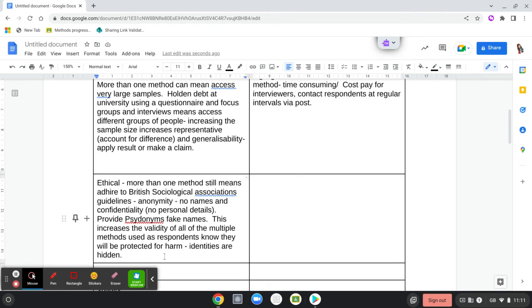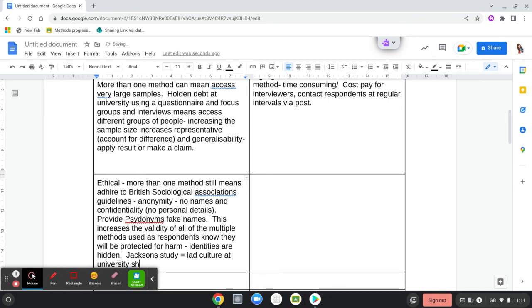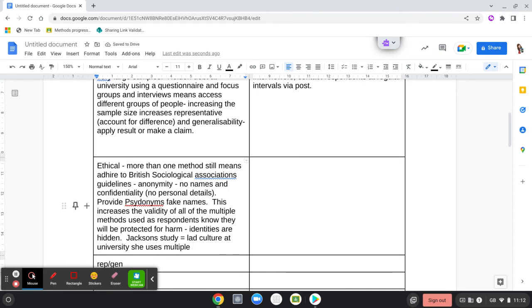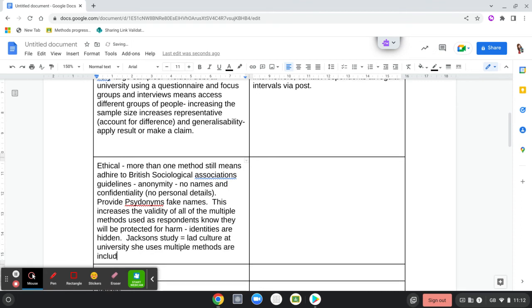In there, I also note that in Jackson's study of lad culture at university, she uses multiple methods. Please don't misgender her. She's a professor who is also female, but she uses multiple methods that include secondary sources from the NUS data. So I know I previously used her for secondary sources, but she does use multiple methods, and as part of those multiple methods include secondary sources from the NUS data.